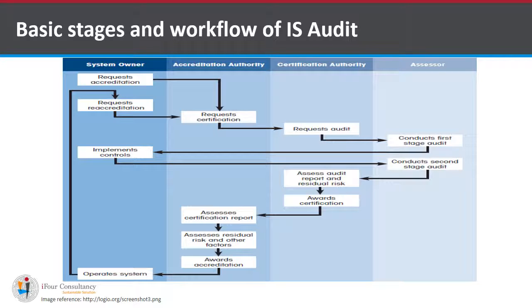Then the certification authority assesses the audit report and the residual risks. The residual risks are the risks which still persist or exist even after the audit is done or the controls are implemented. The certification authority also awards the certification to the company. The accreditation authority assesses the certification report, the residual risk and other factors, and then awards the accreditation to the company, and the system owner then operates the system.